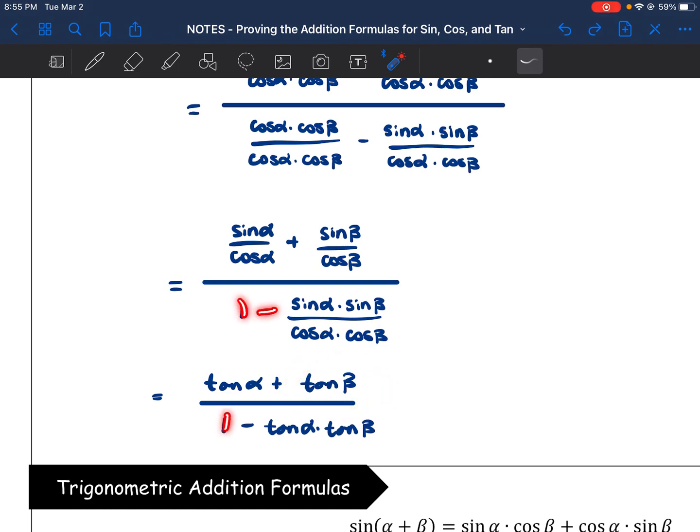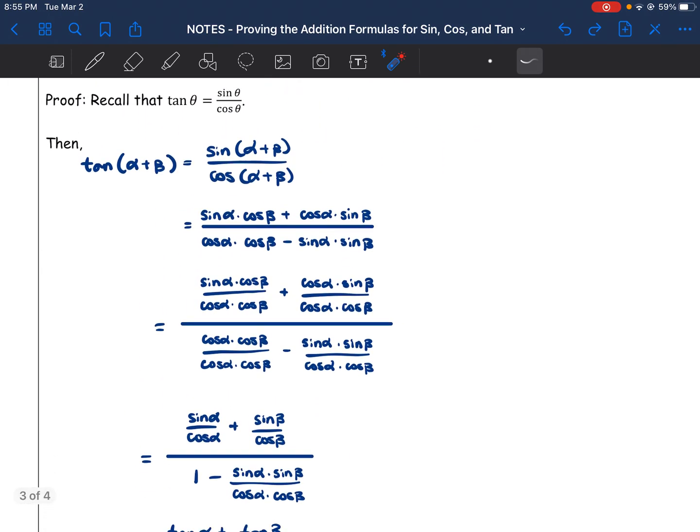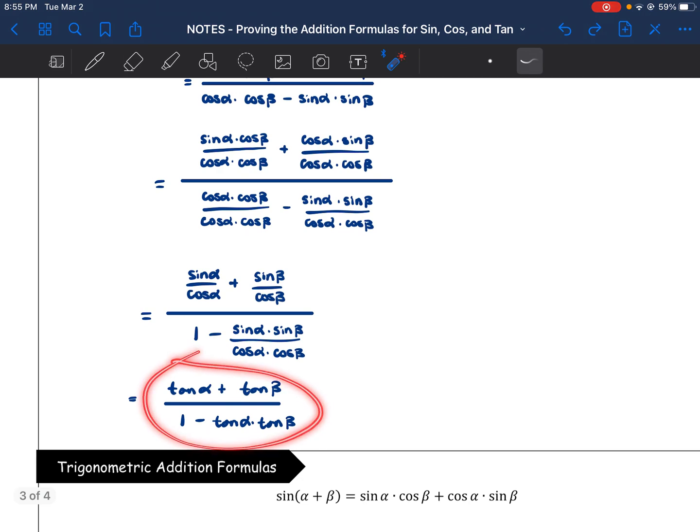Then you have the 1 minus. Sine alpha over cosine alpha, that's tangent alpha again. Sine beta over cosine beta, that's tangent beta again. And that is the exact result that we wanted to prove, and that's the end of our proof.